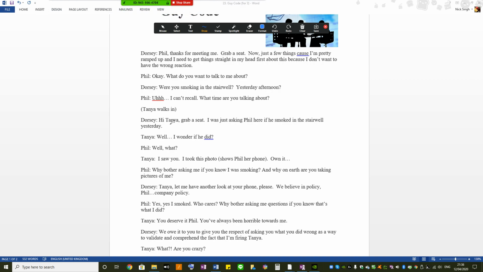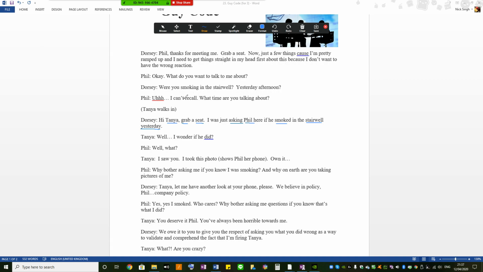So here we're going to mark the sentence stress in the sentence. So for example, hi Tanya, grab a seat, I was just asking Phil if he smoked in the stairwell yesterday. So these are the most important words in the sentence, and by getting the students to underline them, it will train them to pronounce those words with a slightly louder voice and a slightly longer or stronger stress. So hi Tanya, grab a seat. I was just asking Phil here if he smoked in the stairwell yesterday.